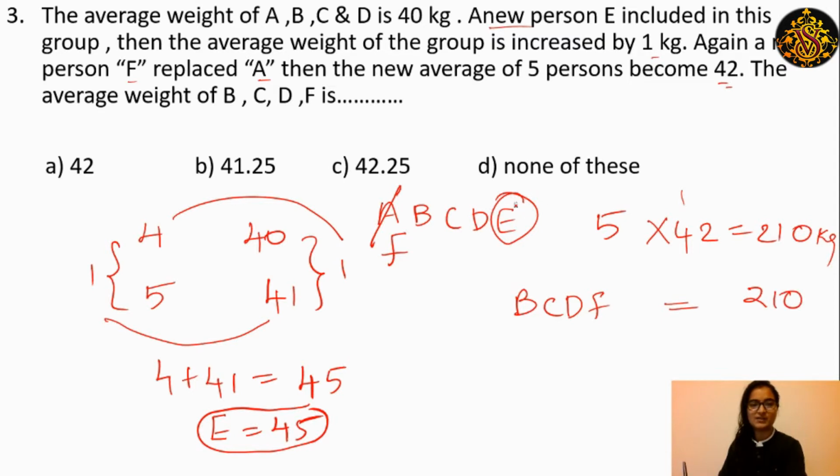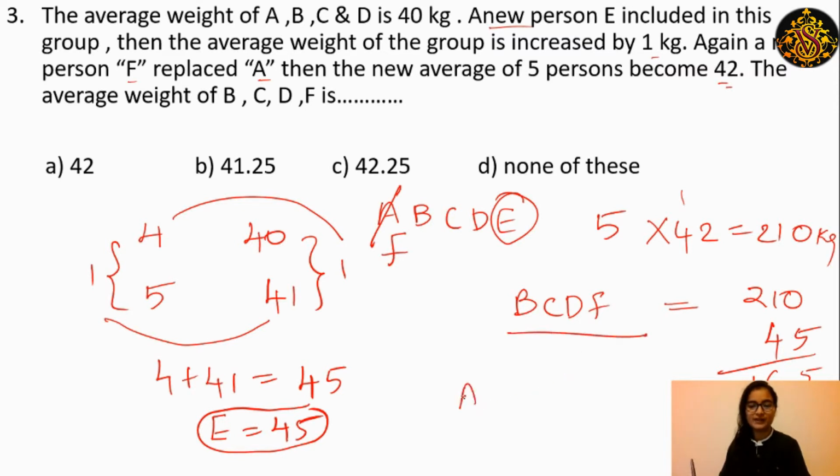What is E? What is the value? The weight is 45. So 45 will be minused. So 210 minus 45 is 165. Okay, so we got the total weight of B, C, D, F. Clear?